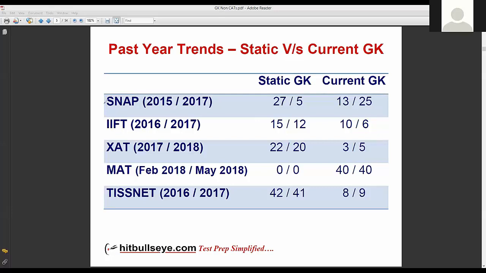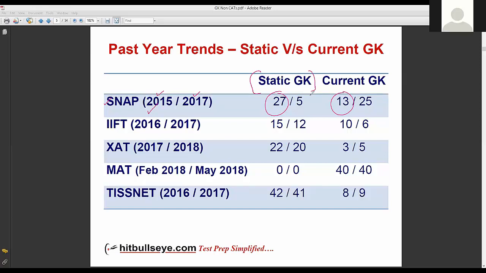So what I've done is, let's look at the first row. Of course, the first row talks about SNAP. I've taken as sample questions 2015, 2017. The first column here talks about only static GK. So 27 questions in SNAP 2015 came from static GK, and 13 questions from SNAP 2015 came from current GK. So I hope the format of this table is clear to everyone.